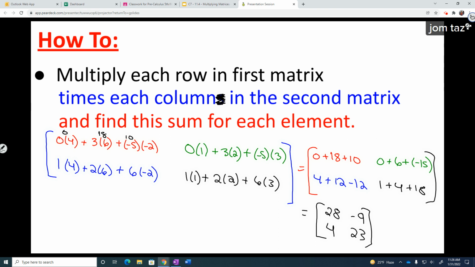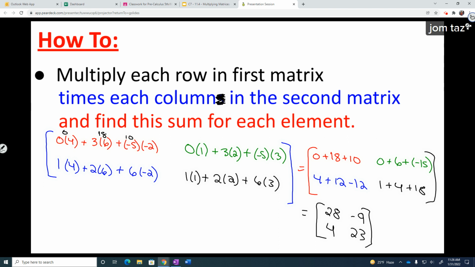So the first matrix, whatever one comes first in the problem, is always going to be rows and then times the columns of the second one. Rows in the first times the columns in the second. Once you get the hang of it, it's really just doing the same technique over and over again.